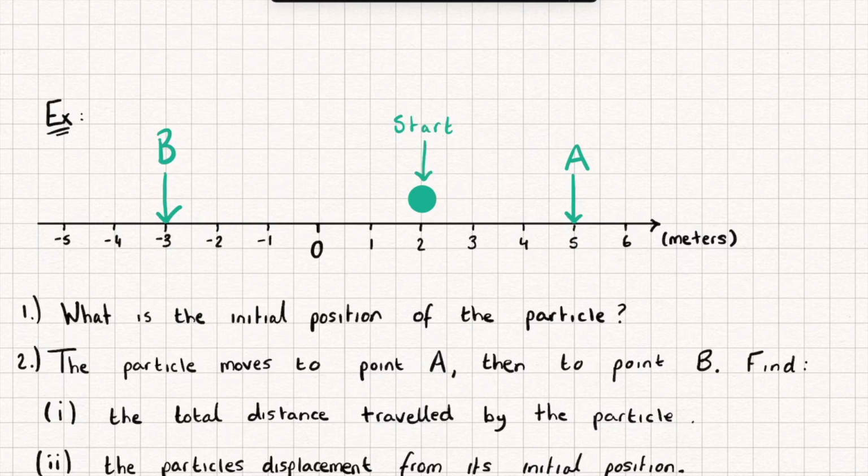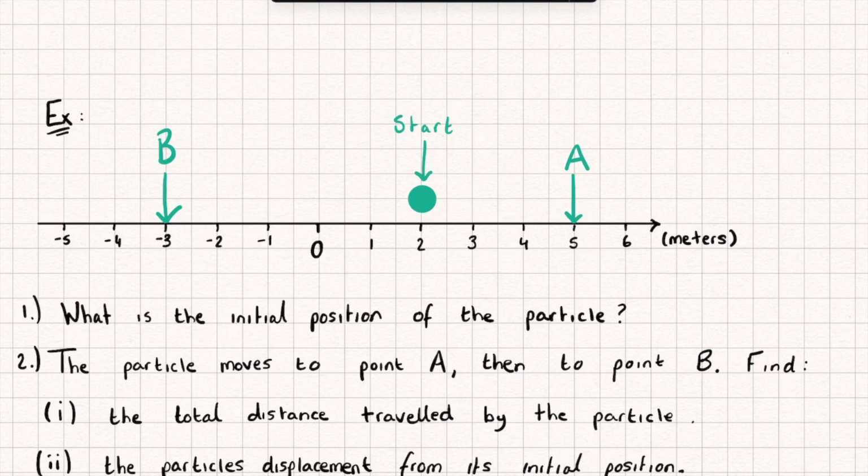So what is the initial position? Well, when we talk about initial position, we usually talk about where something is relative to the origin. And so in this case, it would be 2 meters to the right of the origin. Okay, it then says the particle moves to point A and then to point B. And we need to find both the distance and displacement of the particle from its initial position.